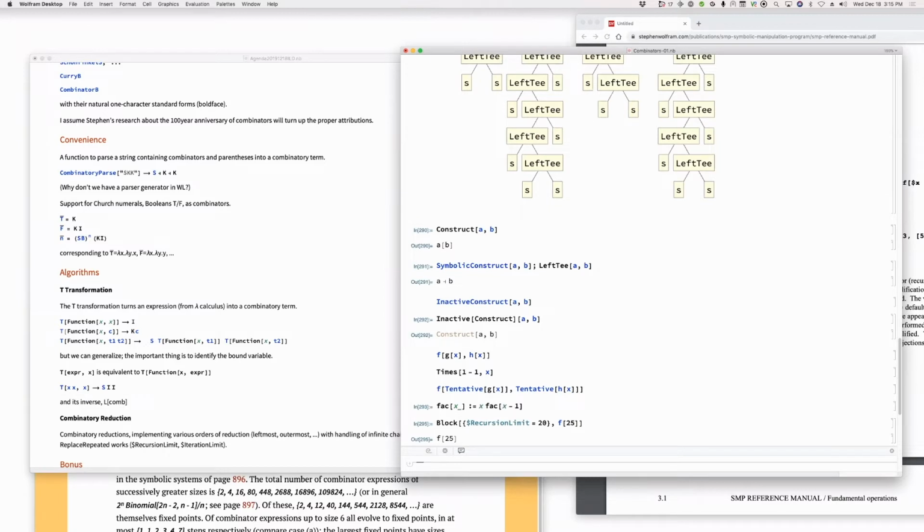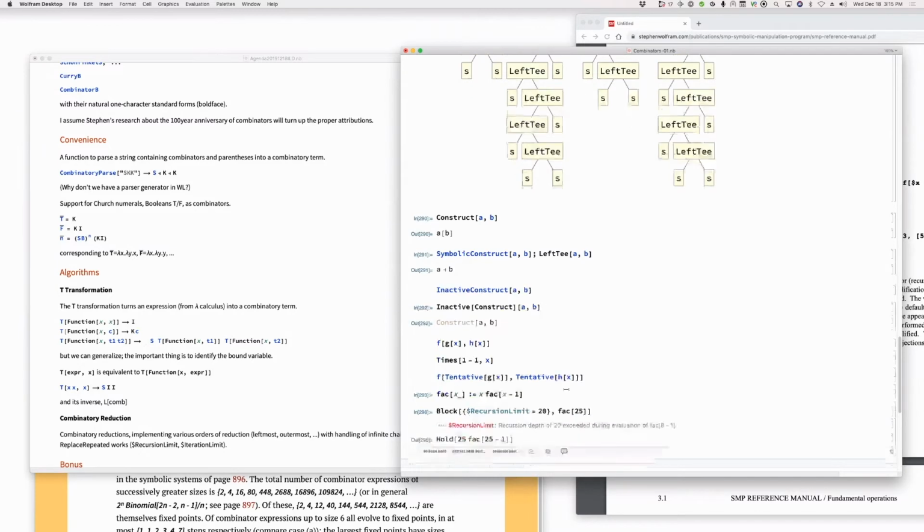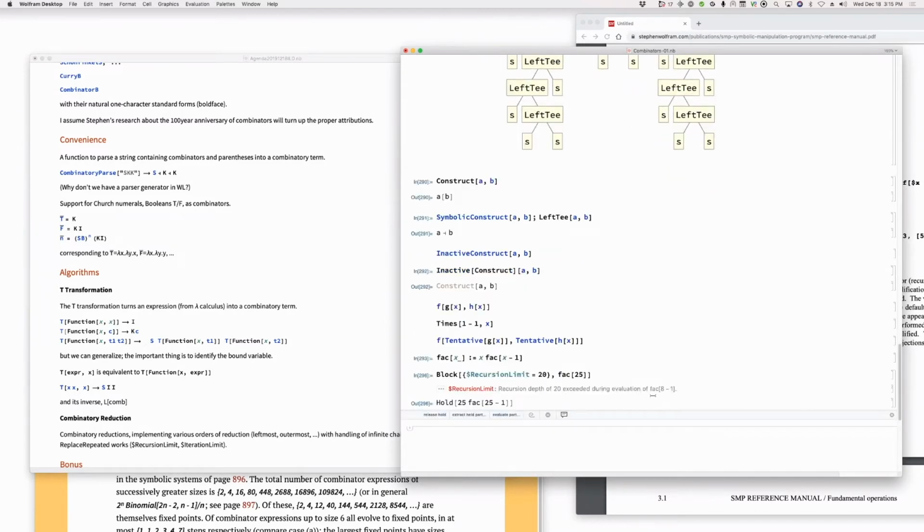Not F. Oh, not F. Why did it return that whole? Why didn't it return the whole sequence? I think this is standard. When there is a recursion limit, it always returns a whole thing. But look at this also. During evaluation of fac of 8 minus 1. Okay, I'm sorry. I need to try a smaller factorial here. I need to try factorial of 10.